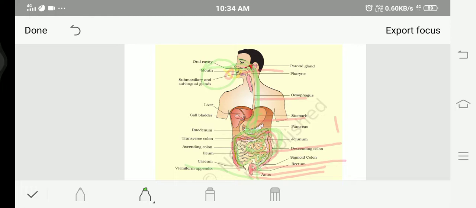Digestion is classified based on the mode of digestion. There are 2 types. One is called mechanical digestion, the other is called chemical digestion. The mechanical digestion is a fragmentation of food by mechanical energy.